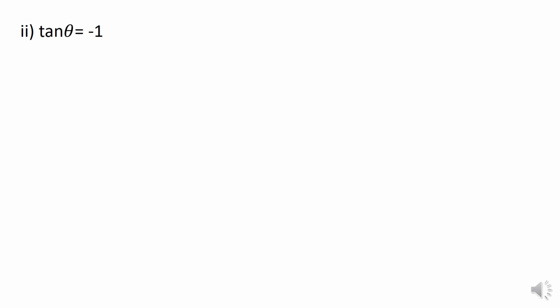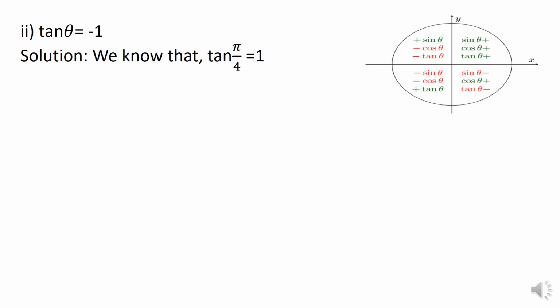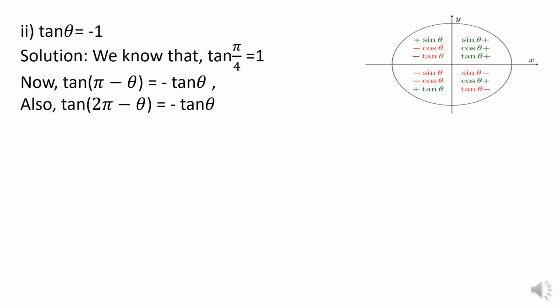In the next sum, tan theta is equal to minus 1. We know that tan 45 is 1, that is tan pi by 4 is 1. By allied angles, we check where tan is negative. We find that tan is negative in the second and the fourth quadrant. Thus, we write tan pi minus theta as minus tan theta. Similarly, tan 2 pi minus theta is also minus tan theta.